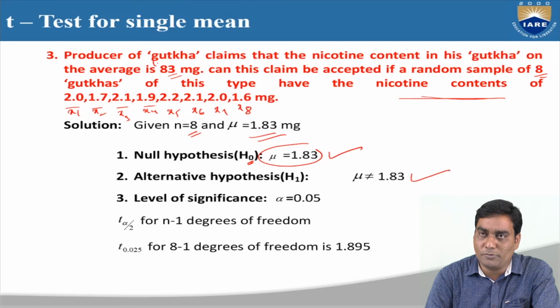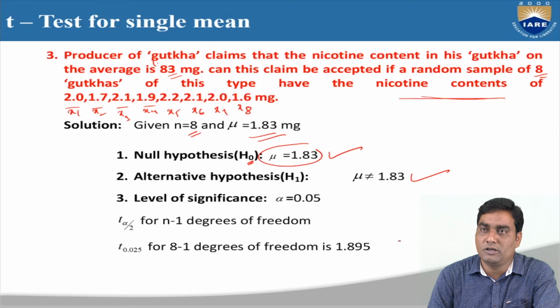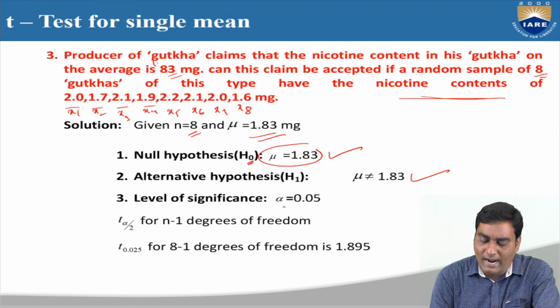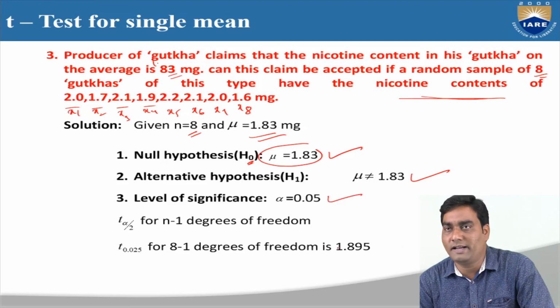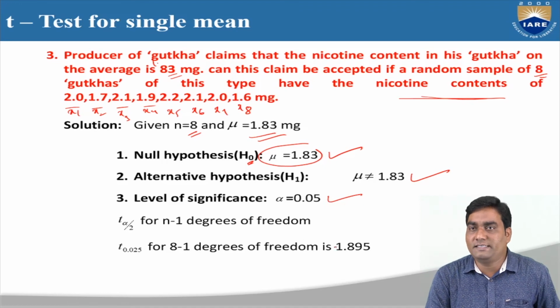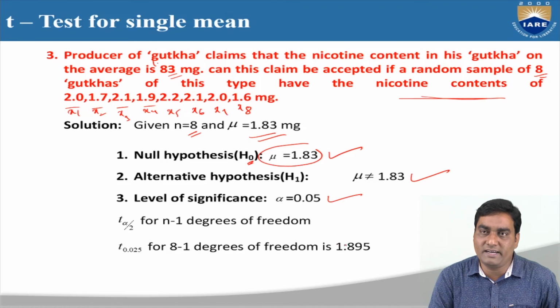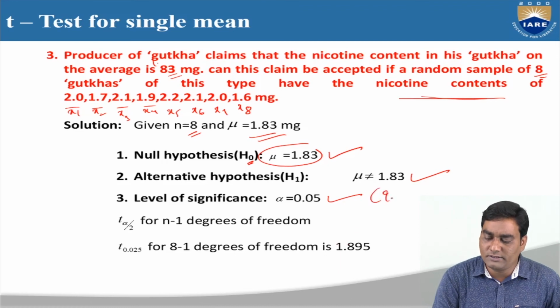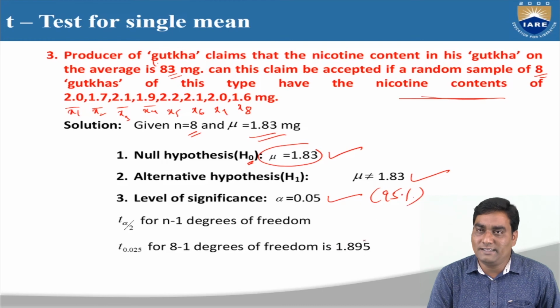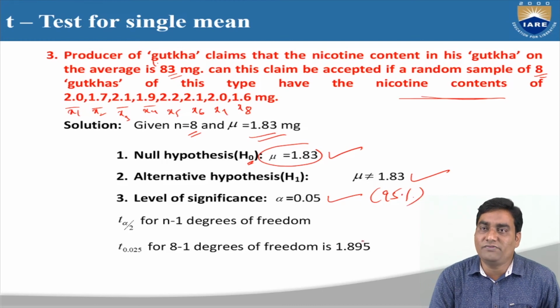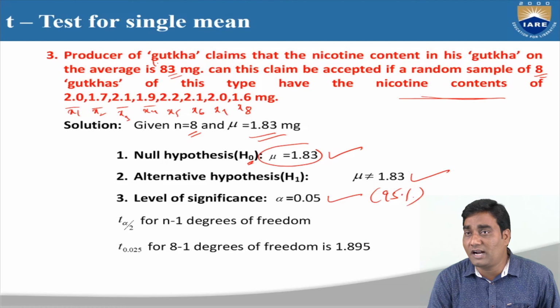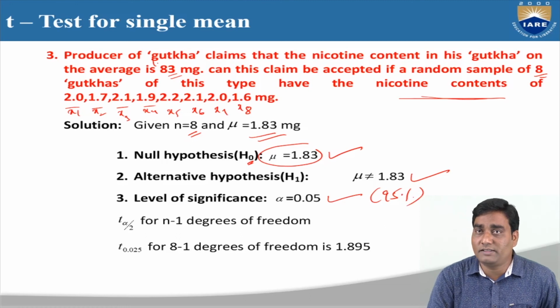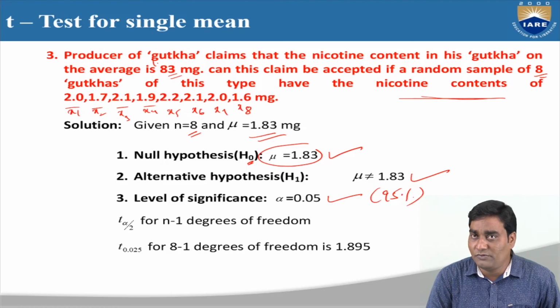So the alternative hypothesis, which is against or differs from the null hypothesis, is mu not equal to 1.83, and the level of significance value is not given. Generally, if it is not given in the problem, we are going to take alpha equal to 0.05, the standard level of significance, because we are going to calculate this test of hypothesis at the 95% confidence level only, not 100% confidence level. Whatever information is given in the problem, we are going to assume that it is correct up to 95% only.